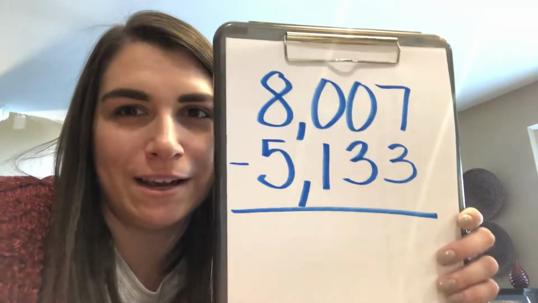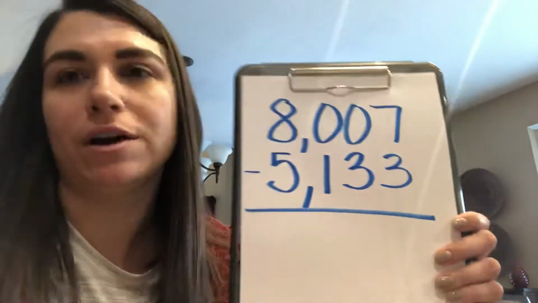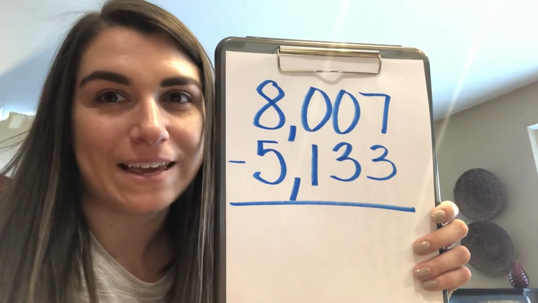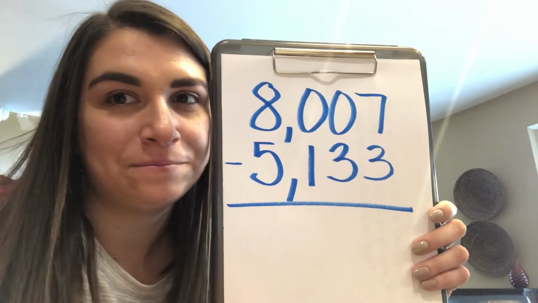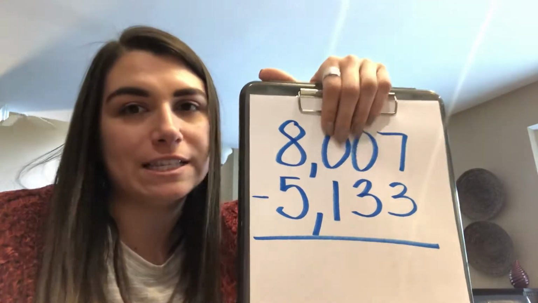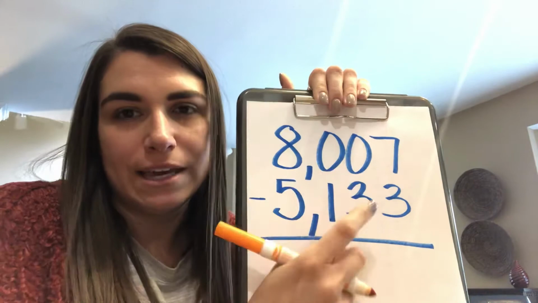So lots of zeros in there, minus 5,133. Let's go ahead and pause and solve. All right, now that you're back with me, we're going to go ahead and solve. And I can already see that some of the bottom is bigger down here.